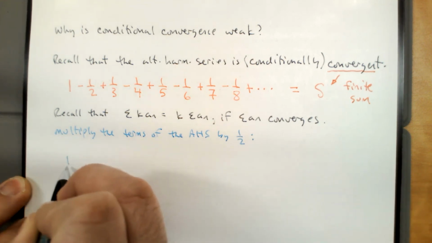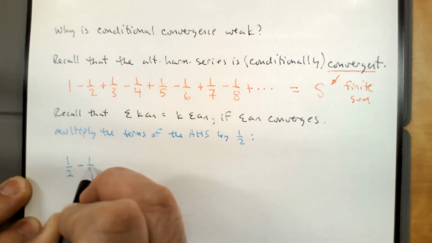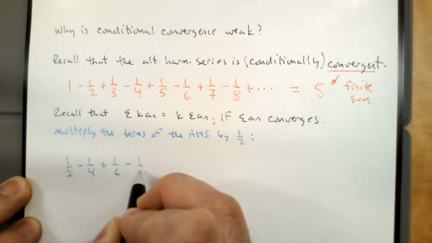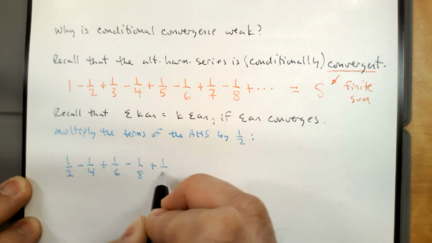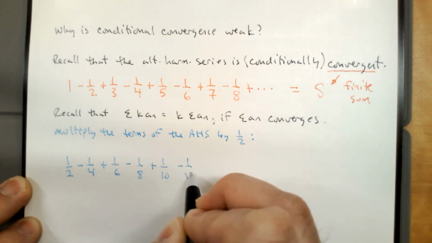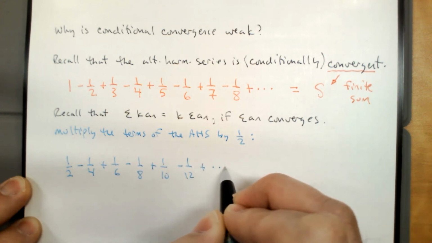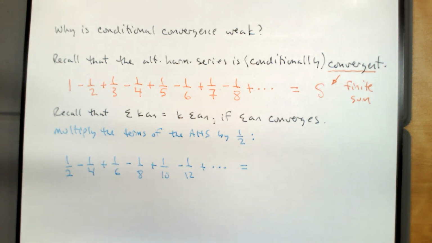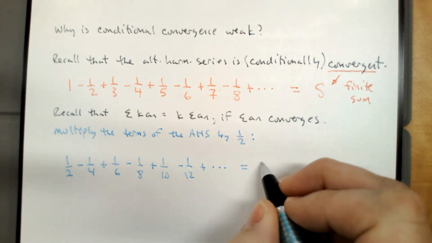So I'm going to have a half minus 1/4 plus 1/6 minus 1/8 plus 1/10 minus 1/12, and so on. The big deal is knowing that if I multiply all these terms by a half, I multiply the sum also by 1/2.